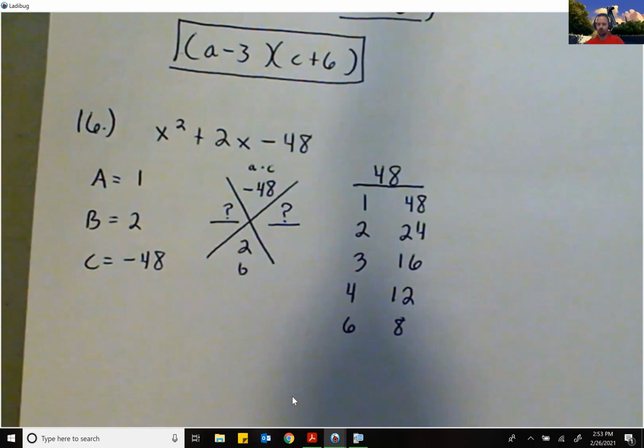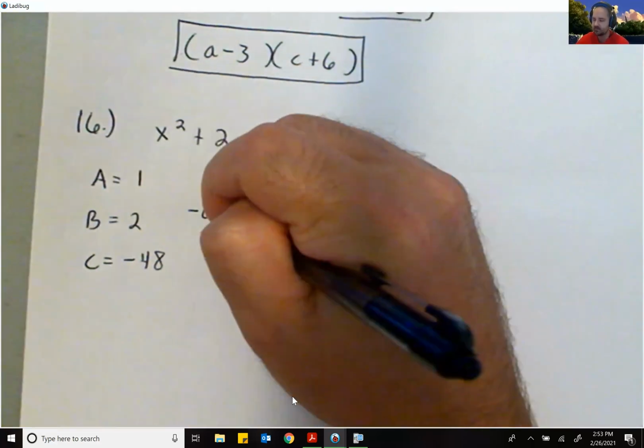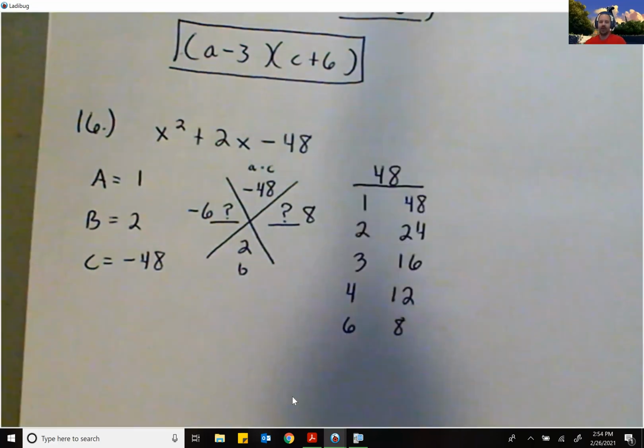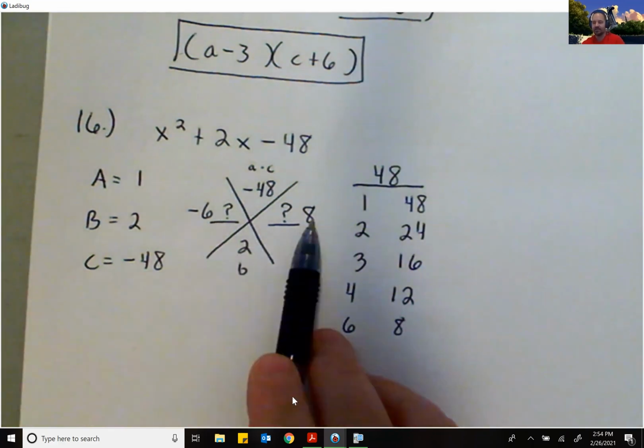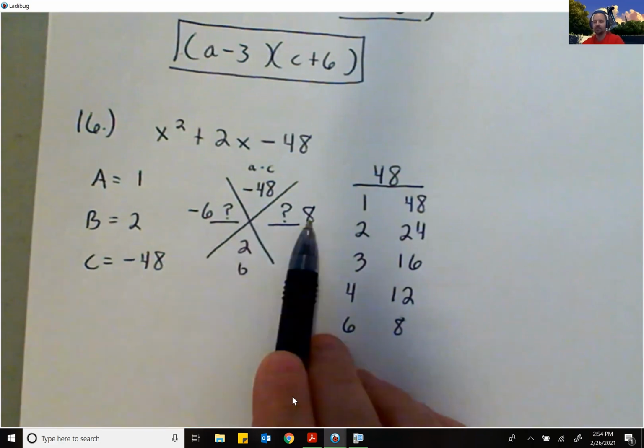How can I get a 2? By adding. -6 plus 8. There you go. So our 2 special numbers are -6 and 8. So there we played the X games because -6 times 8 is -48 and -6 plus 8 is 2.